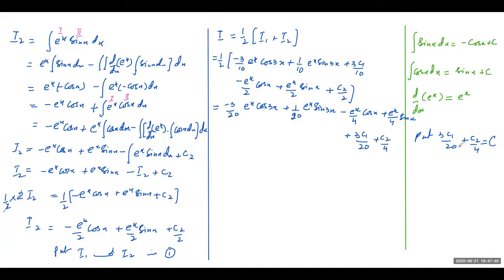Now put 3C1 by 20 plus C2 by 4 equals C, and from all these terms take e^x by 4 common. Let's see what we get. We are going to get the integral I equals, we take e^x by 4 common, and inside the bracket I get minus 3 by 5 cos 3x plus 1 by 5 sin 3x minus cos x plus sin x, bracket close, and in place of these two constants I write C, and this is the answer.